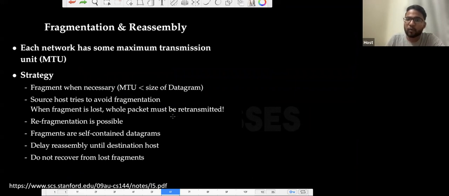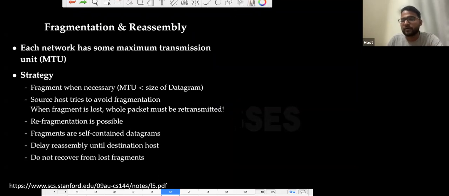When a fragment is lost, the whole packet has to be retransmitted. This is very important. If just one fragment is lost, then the whole packet has to be retransmitted. So that's why the source avoids fragmentation. The source does not want fragmentation in the intermediate router. It will do the fragmentation at its own end, so that if only one fragment is lost, you do not need to retransmit the whole packet. This is very, very important. It's not that if one fragment is lost, you will just retransmit that one fragment. No, you have to retransmit the whole packet.